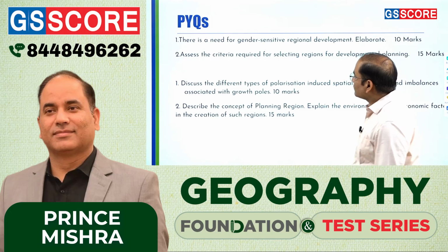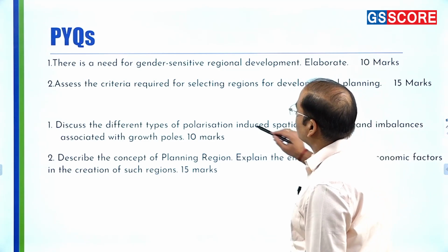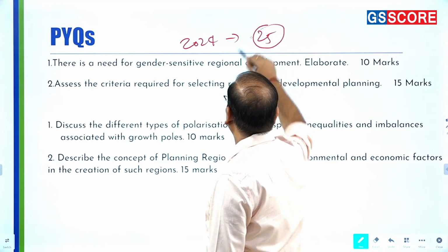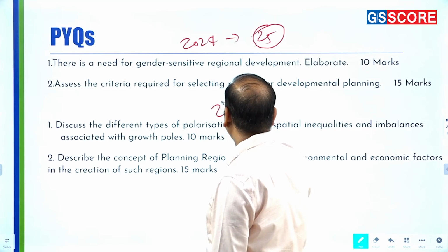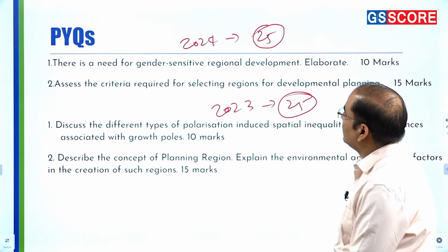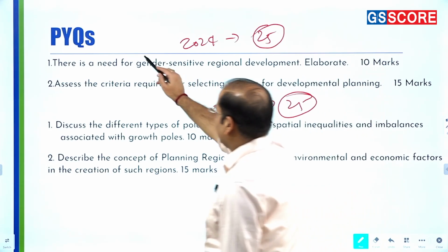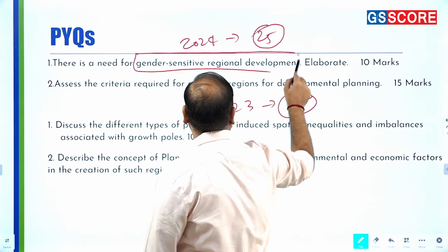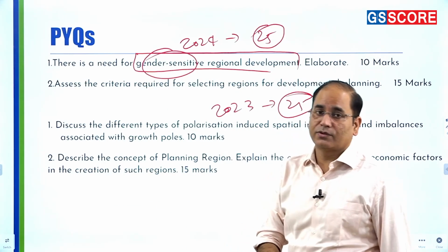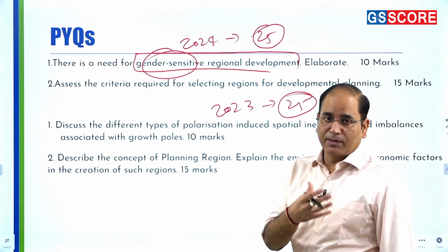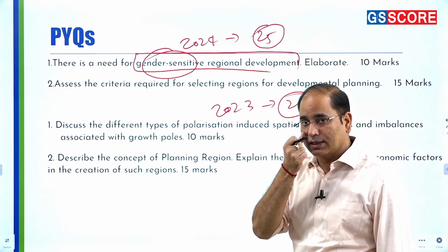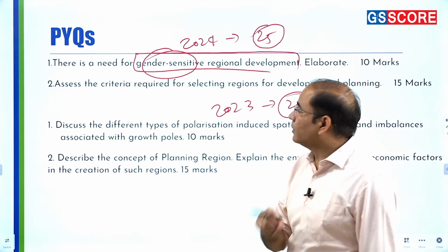Then we have some of the questions. In 2024 there were 2 questions of 25 marks, and in 2023 also there were 2 questions of 25 marks. There is a need for gender sensitive regional development, meaning in all the regional development strategies the focus happens to be on different aspects, but how many times have we given focus to gender sensitivity? So it is a little more applied question. Of course the topic is regional development strategies, but in those strategies you need to give examples.